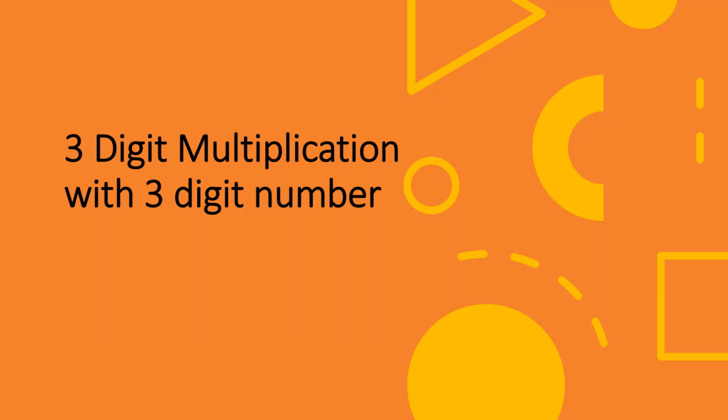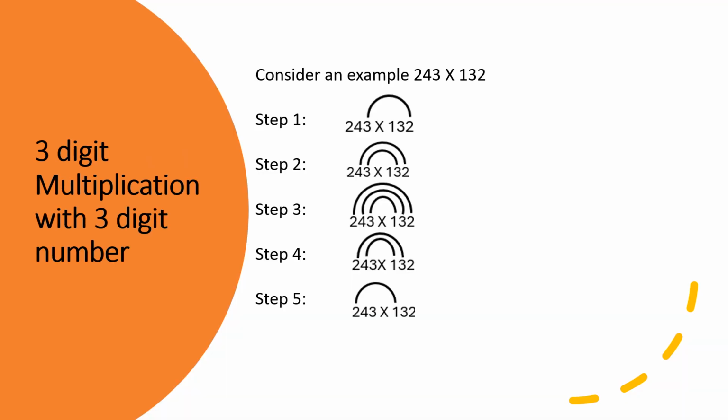Let's look at 3 into 3 digit multiplication. Here are the steps for a three-digit multiplication with a three-digit number. In this example, we have considered the first step as one pair forming from the right towards the left. In the second step we are forming two pairs, and then in the third step we are forming three pairs.